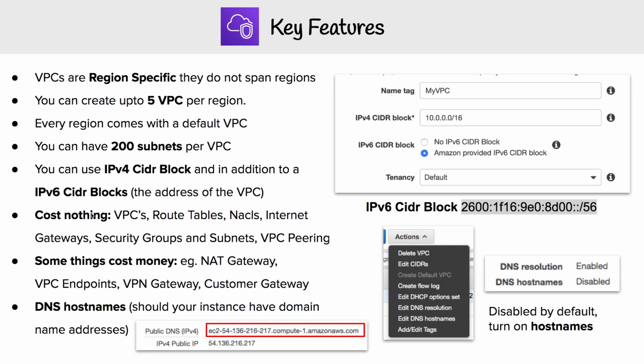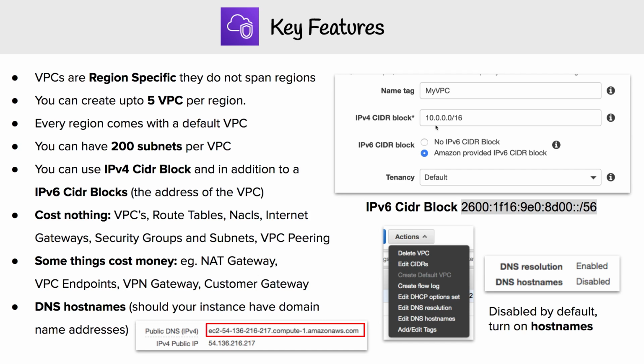It's good to know that when you create a VPC, it doesn't cost you anything. That goes the same for route tables, NACLs, internet gateways, security groups, subnets, and VPC peering. However, there are resources within a VPC that are going to cost you money, such as NAT gateways, VPC endpoints, VPN gateways, customer gateways. But most of the time, you'll be working with the ones that don't cost any money, so there shouldn't be too much of a concern about being overbilled.